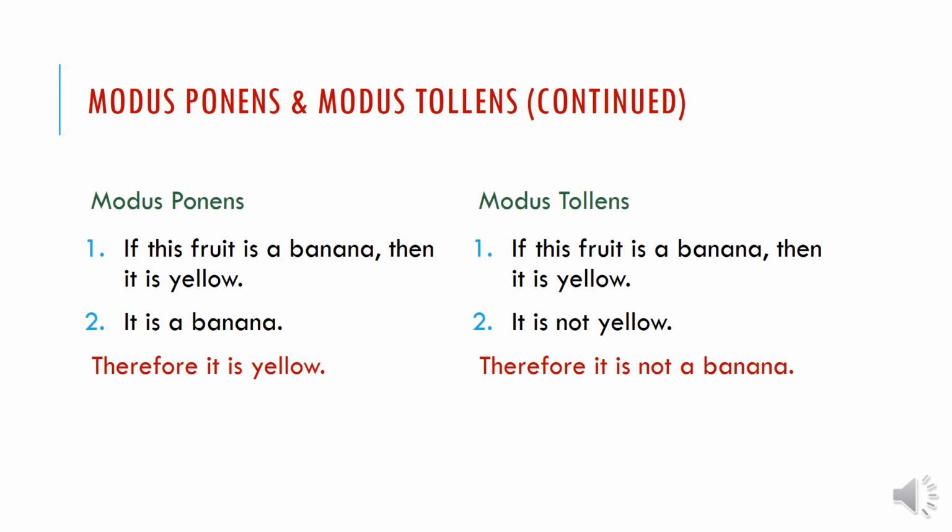Now compare that to the modus tollens argument, also a good form of argument. These are not the fallacies. These are good arguments. If this fruit is a banana, then it is yellow. Once again, this fruit is a banana is the antecedent and this fruit is yellow is the consequent. But here I'm denying that this fruit is yellow by saying that this fruit is not yellow. I can therefore conclude that it's not a banana, because remember, if it's a banana, it has to be yellow. Being a banana is sufficient for it being yellow, and being yellow is necessary upon it being a banana. So if it's not yellow, it can't be a banana.